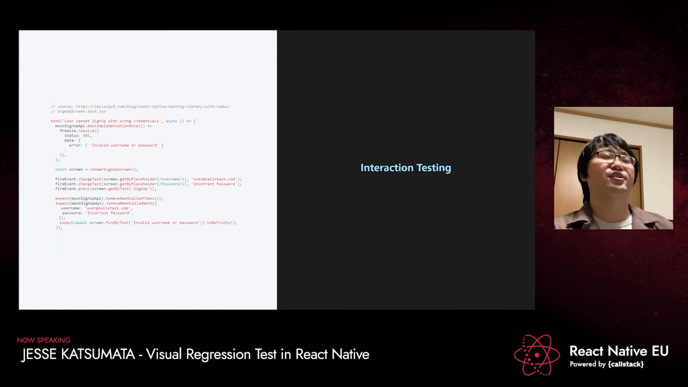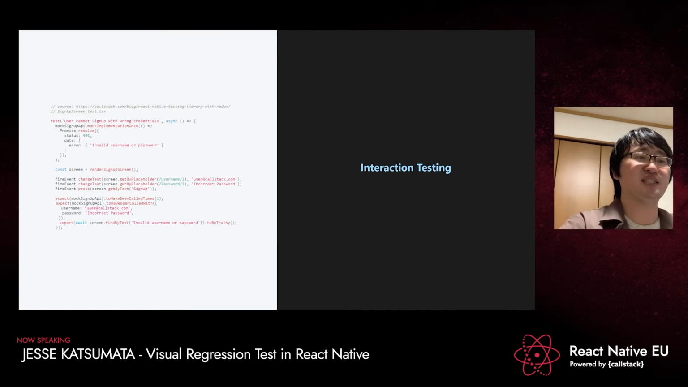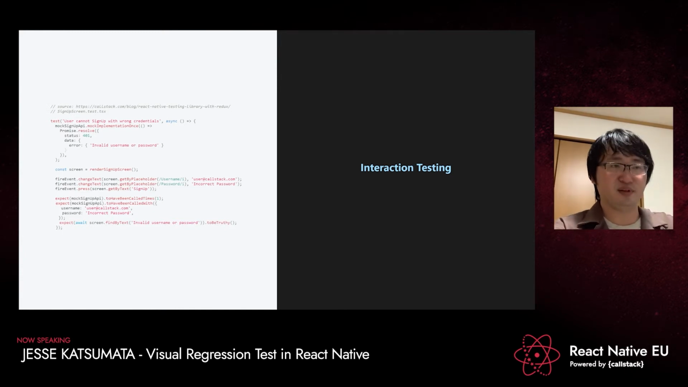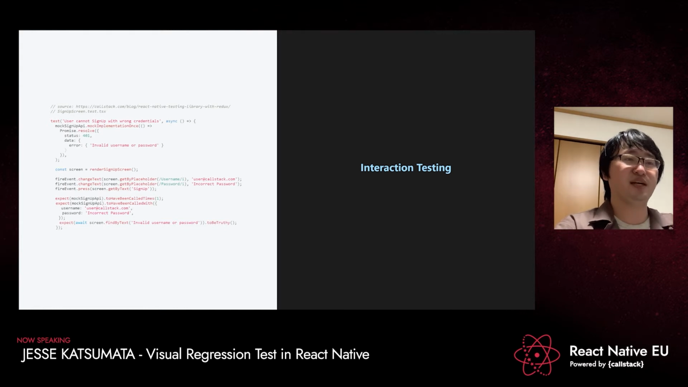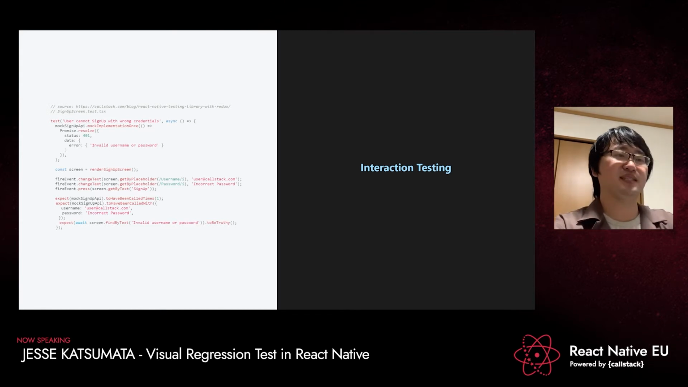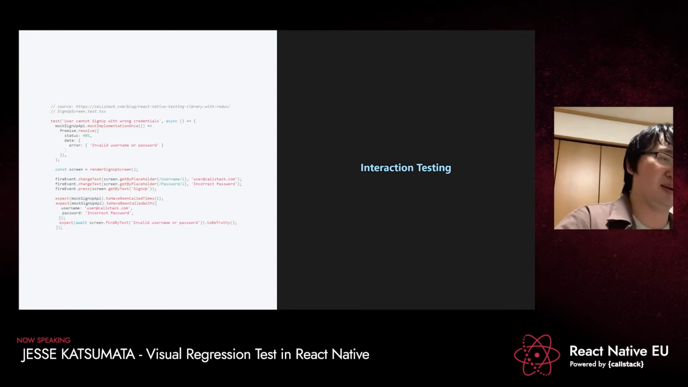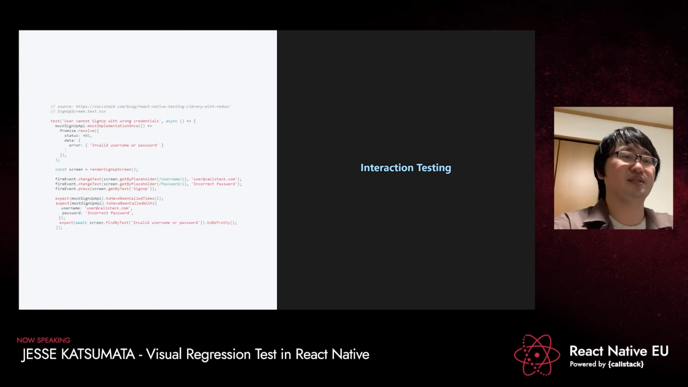The interaction tests are useful when making sure the changes in your code are not breaking the user flow. Both snapshot testing and interaction testing can be performed in React Native projects using testing frameworks like Jest and with tools like React Native Testing Library. React Native Testing Library is an awesome library, so I highly recommend you check it out.